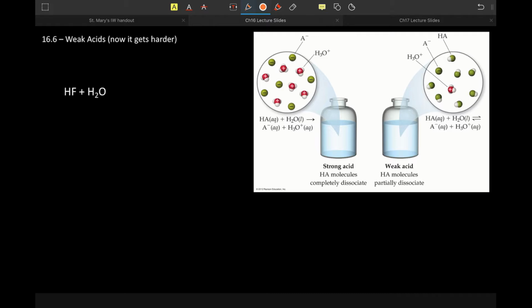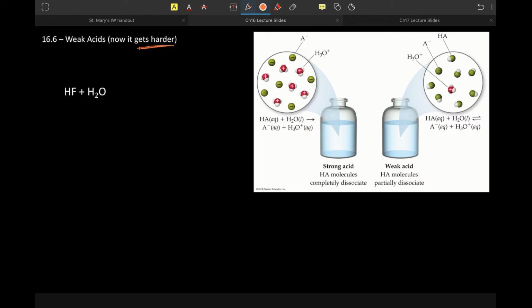Probably this is just going to be part 1 as we introduce the concept of weak acids. Everything up to this point should be relatively straightforward. The only reason that weak acids get a tiny smidge harder is because we're going to take everything we know about acids and bases and pH and layer in equilibrium.